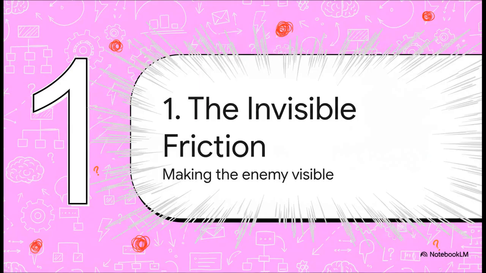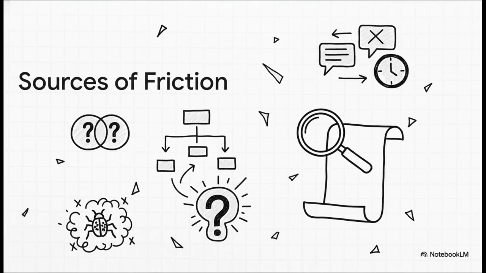The first step is to see the enemy. We're going to call it invisible friction. It's this collection of tiny, seemingly harmless obstacles that, when they add up, can grind your team to a complete halt. And here are some perfect examples of what that friction actually looks like in the real world.